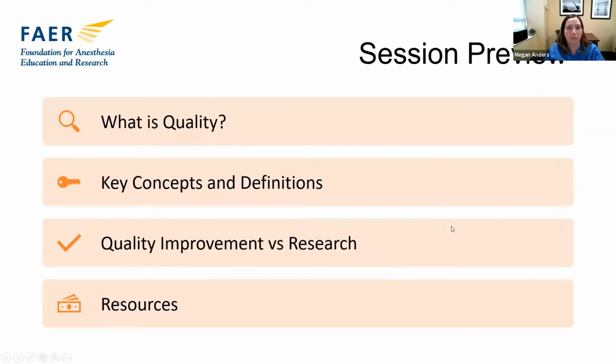So in a relatively brief period of time this morning, I am planning on sharing some more information about what is quality. I'll review some of the key concepts and definitions. The quality world in general has a ton of unique terms and alphabet soup type acronyms that you probably have not had a lot of exposure to. So I'll give you some of the most important ones. We'll talk a little bit about what makes quality improvement versus research and how to decide which one you're doing. And I'm going to share some of the resources that I think are most important if you are interested in learning more or starting a career in quality research.